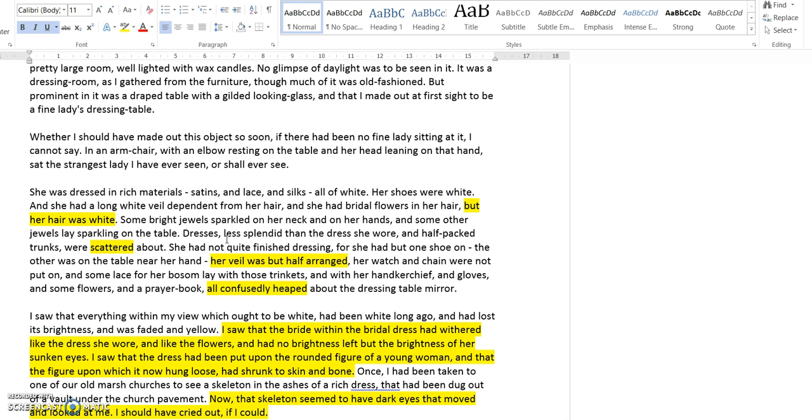The other was on the table near her hand. Her veil was but half arranged. Her watch and chain were not put on, and some lace for her bosom lay with those trinkets, and with her handkerchief and gloves and some flowers and a prayer book all confusedly heaped about the dressing table mirror.